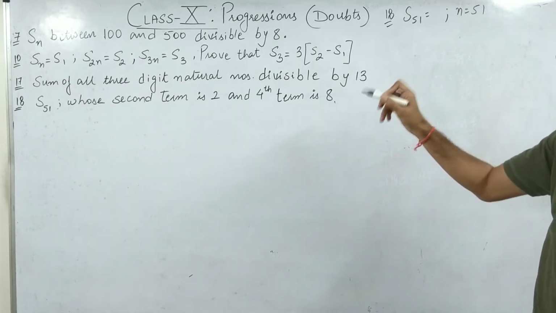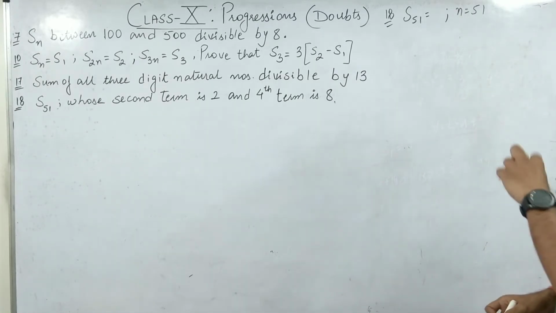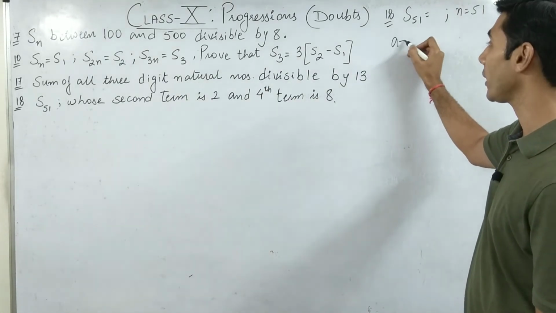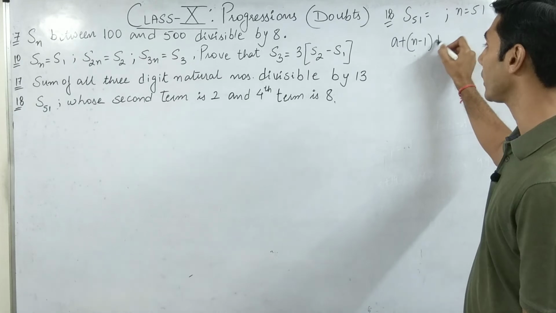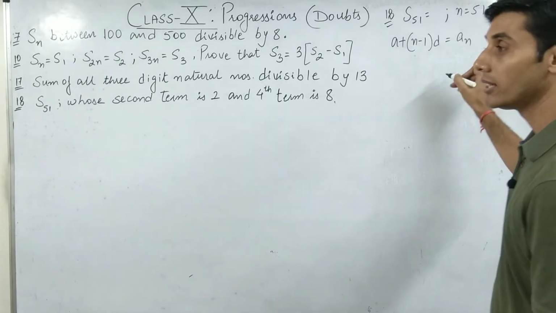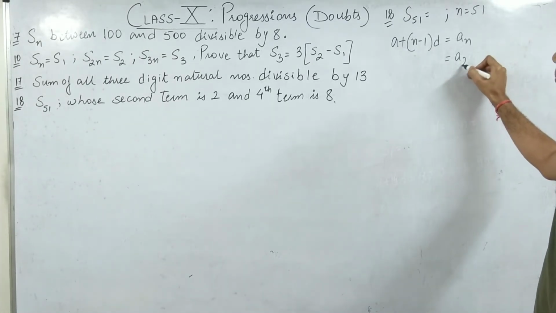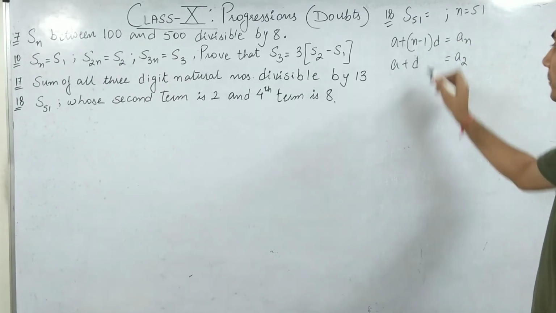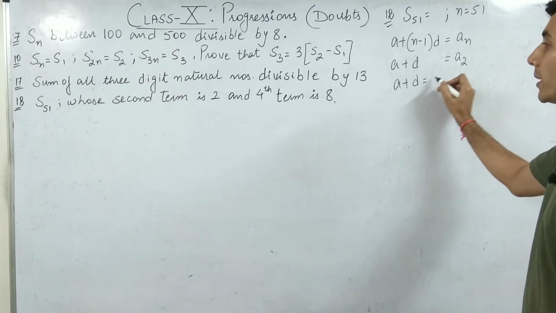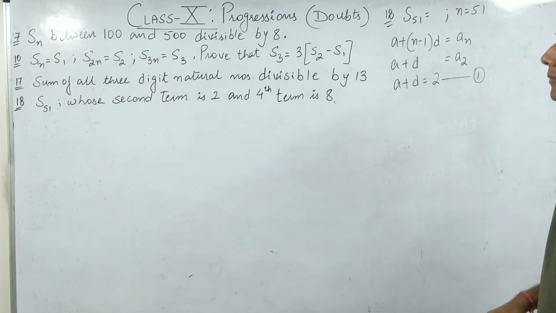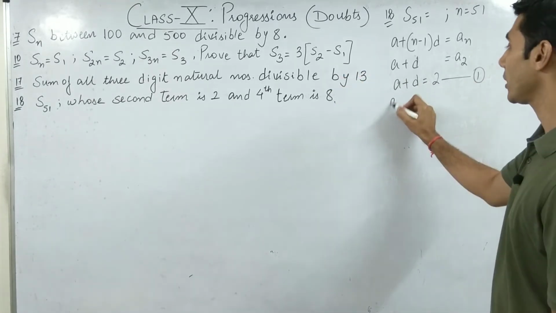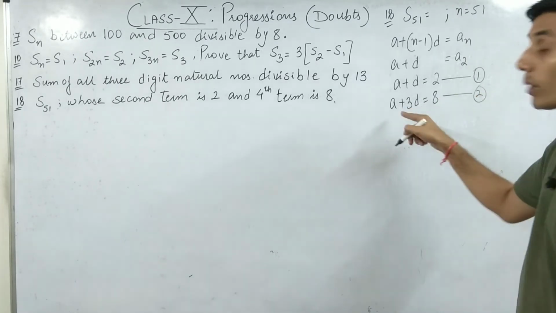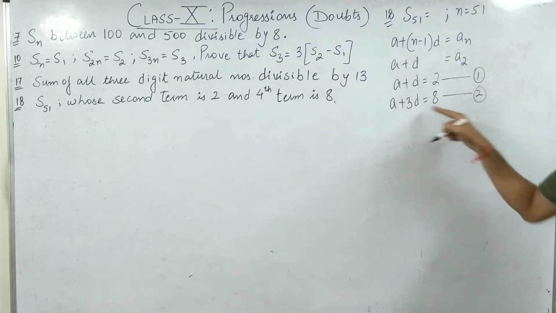Now they have said whose second term is 2. That means the second term of the series is 2. What does the second term mean? A plus (n minus 1) into D, this is your formula of an. They have said the second term is 2, so a2, the second term, is a plus 2 minus 1 D, which is D, correct? So that means they are saying a plus D should be equal to 2, which is your equation number 1. And they are saying the fourth term is 8, so a plus 3D should be equal to 8. Can you understand why? Because the fourth term is a plus 3D.